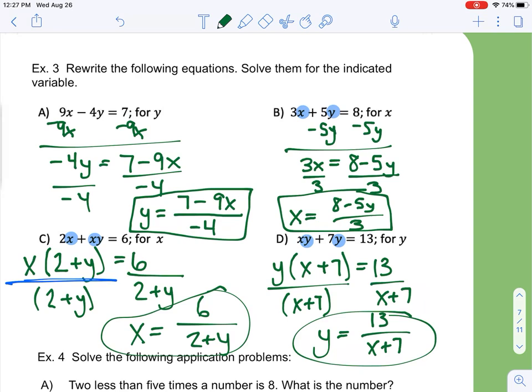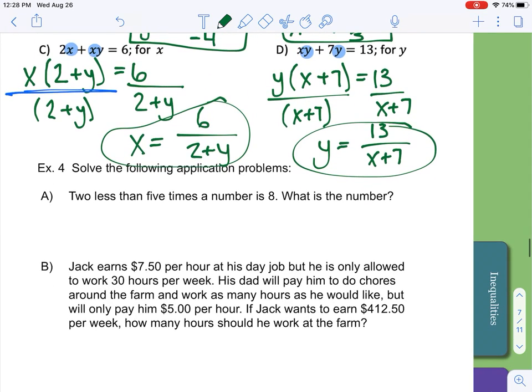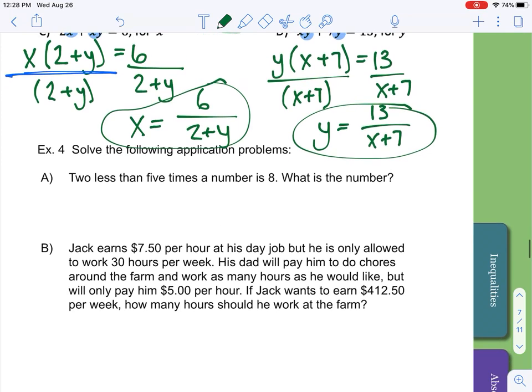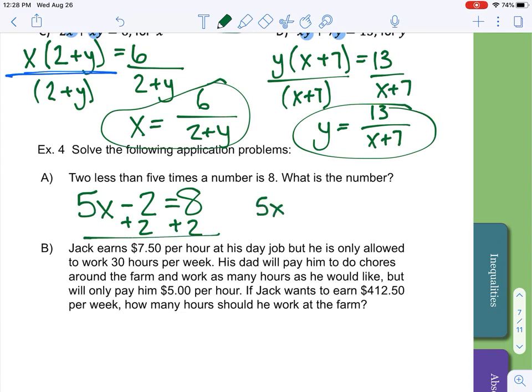All right, and then the last two are word problems. So solve the following application problems. We have 2 less than 5 times a number is 8. So we have 5 times a number, our variable x, and 2 less than that equals 8. Then we just go ahead and solve for x. So we have 5x will equal 10, which means x equals 2.